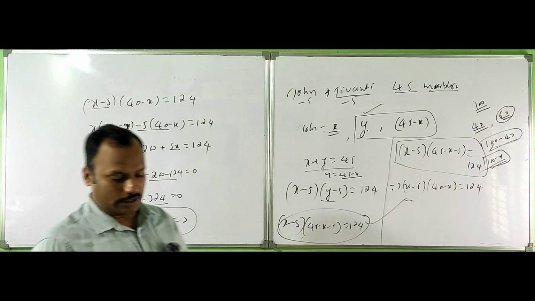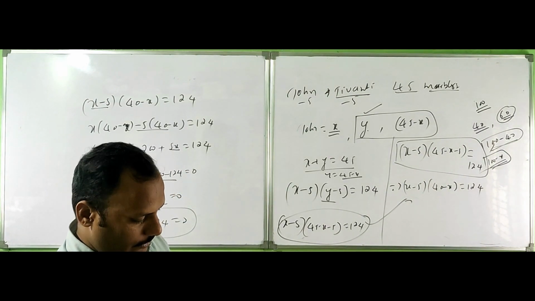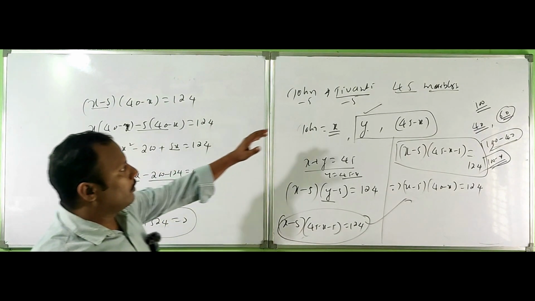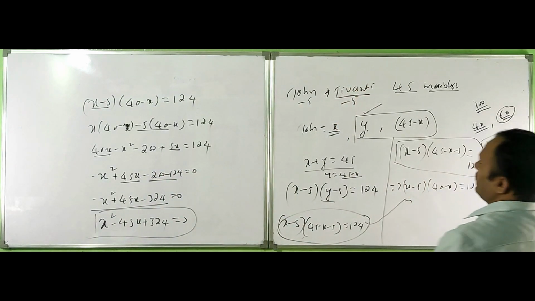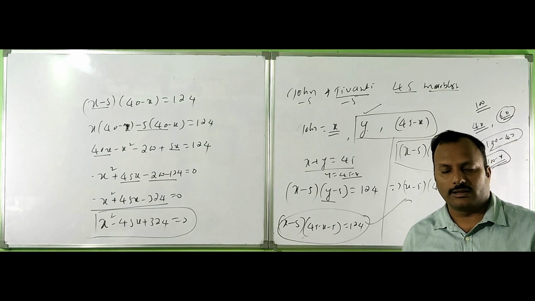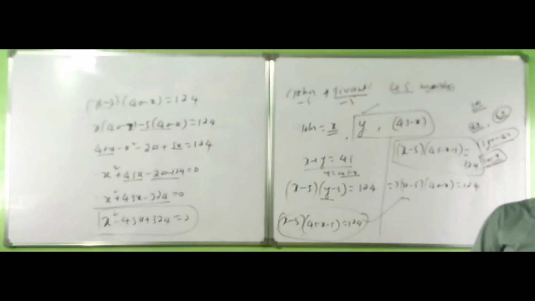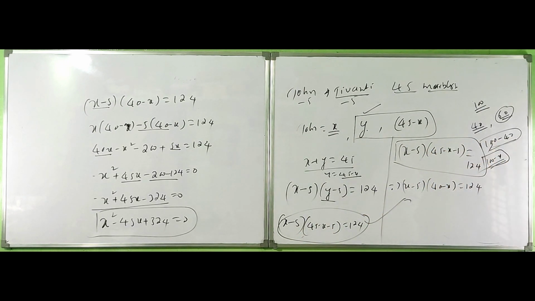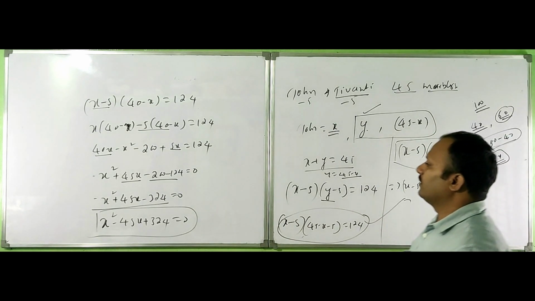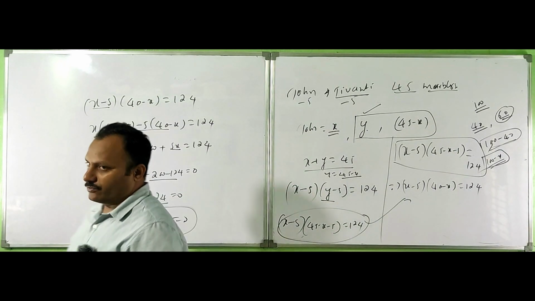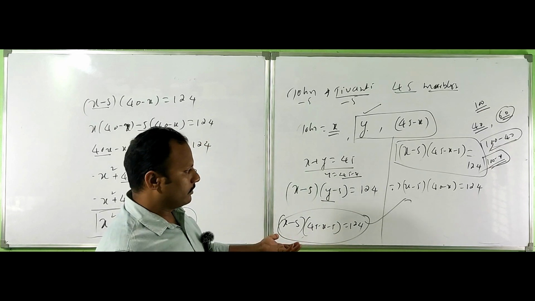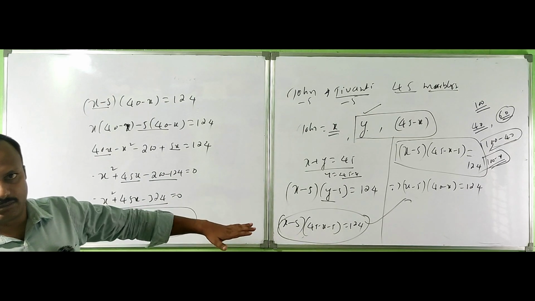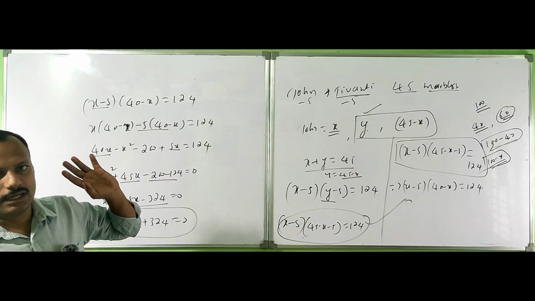So what was the question? The question is about the marbles. John and Jivanti have 45 marbles. They lost 5 each, and after counting the marbles, the product is 124. Then what is the number of marbles they started with? So this is the quadratic equation. By solving this, we will get the exact values. This is a real life example.